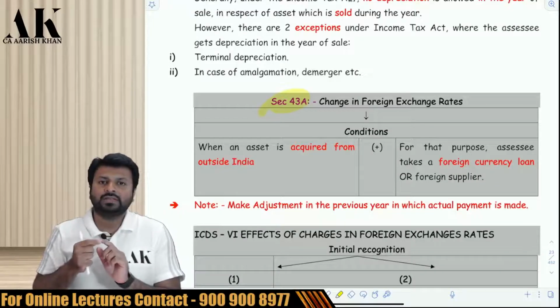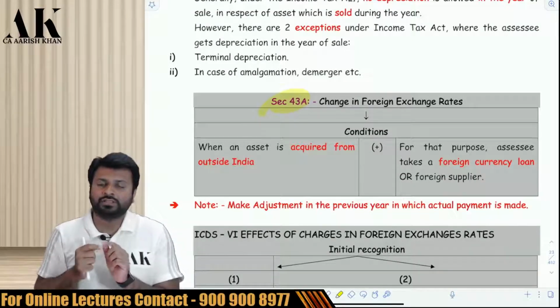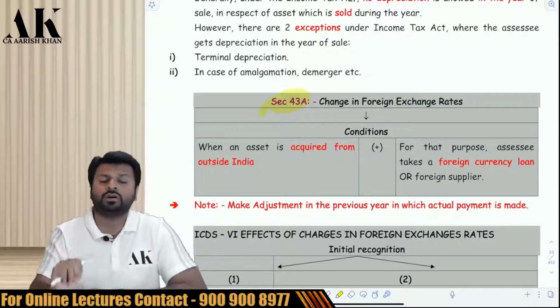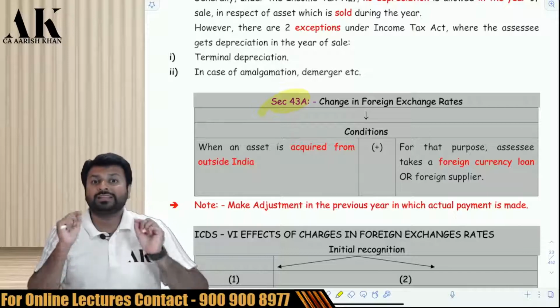If gain is coming, then you have to adjust in the WDV. If loss is coming, then you have to adjust. If gain is coming, reduce from the block. If loss is coming, that is an extra cost for you. Add to the block and claim depreciation on that. So you have to make that adjustment on the date of payment.